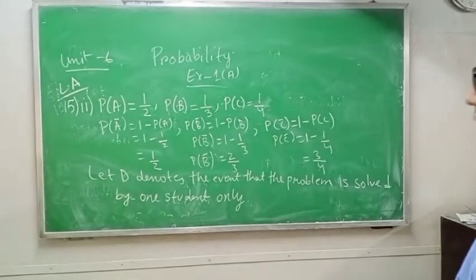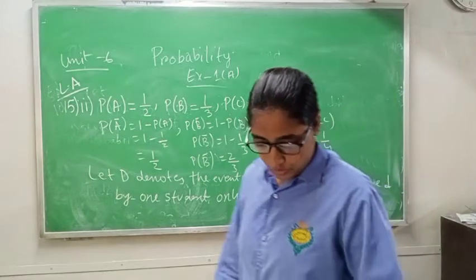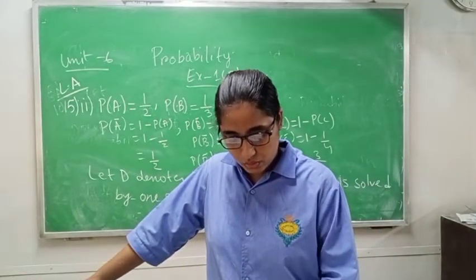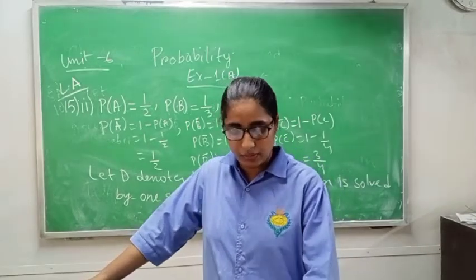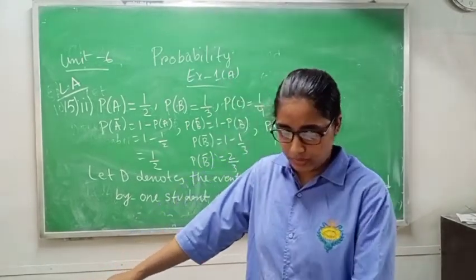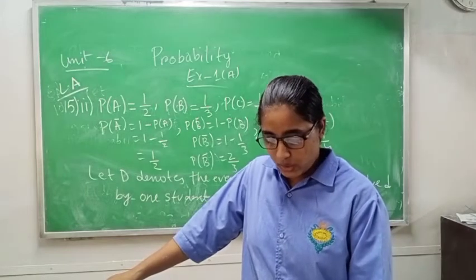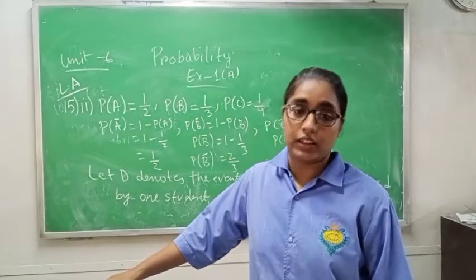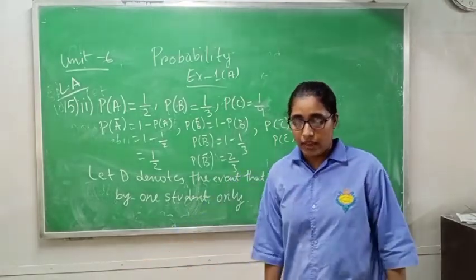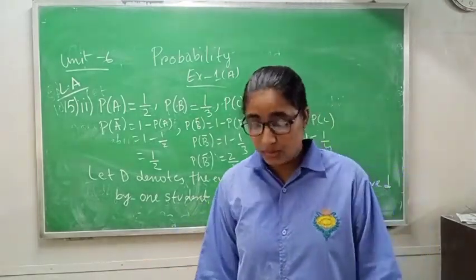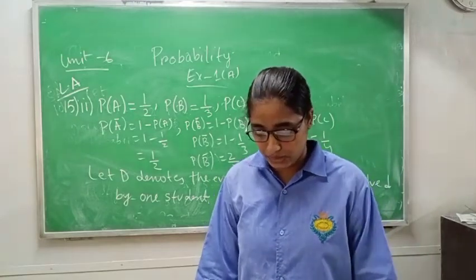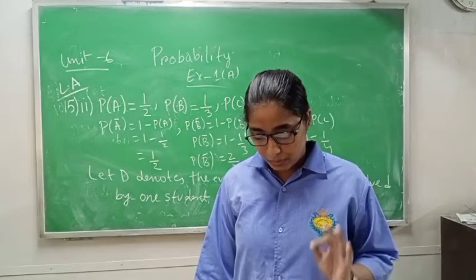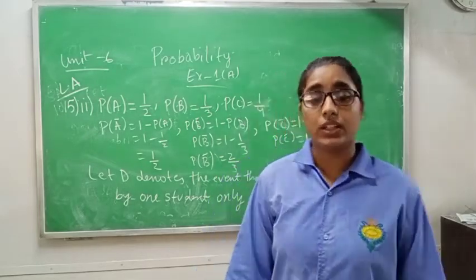Class 12, read question, long answer question 15.2. A problem in mathematics is given to three students whose chances of solving it correctly are 1 by 2, 1 by 3 and 1 by 4 respectively. What is the probability that only one of them solves it correctly? Okay, there are three students and their probability of solving the question correctly is 1 by 2, 1 by 3 and 1 by 4. They are asking what is the probability that only one of them solves it correctly.